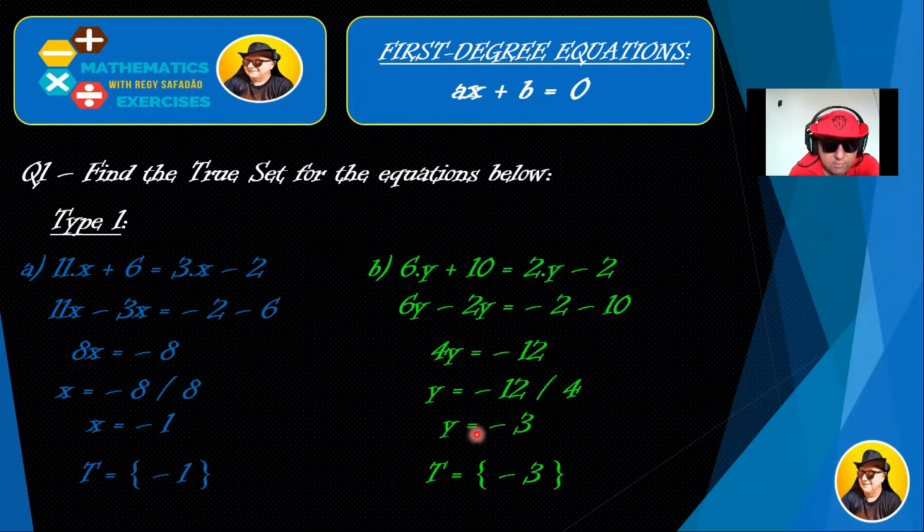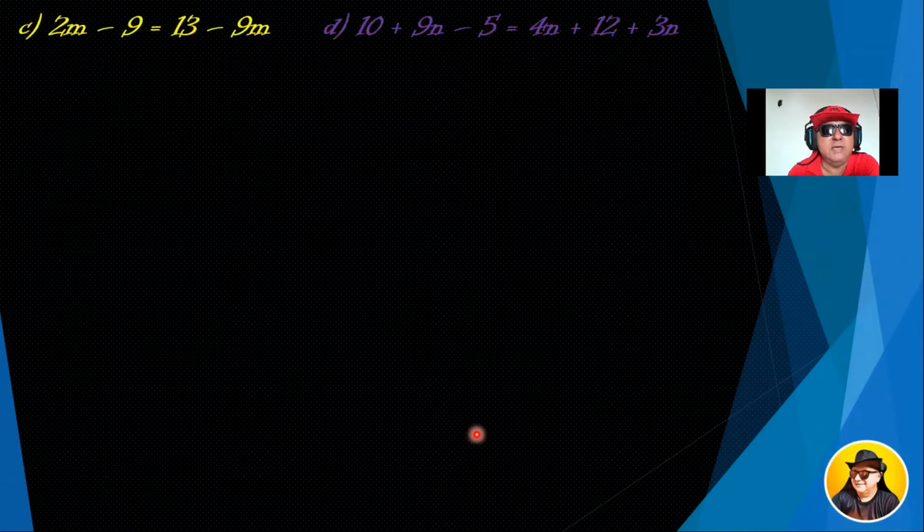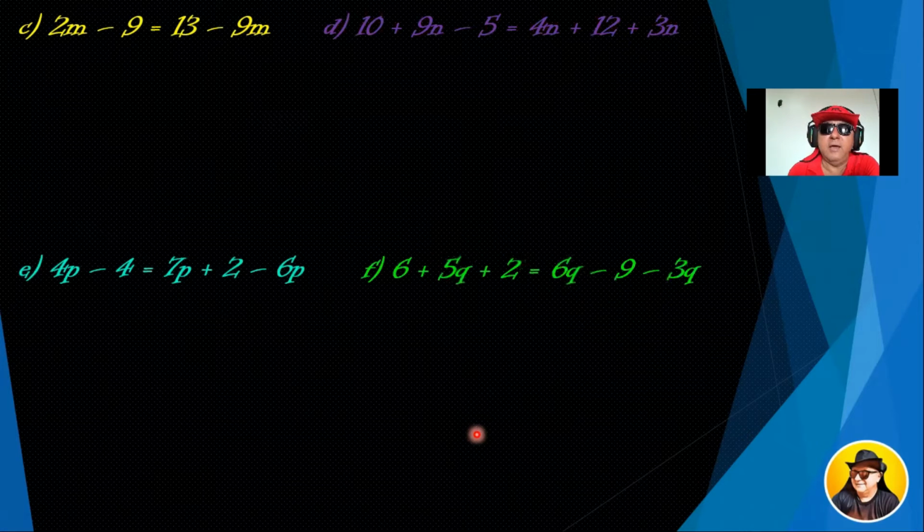Let's go ahead. Now I have questions C, D, E, and F. I have 4 questions in order to practice more and more. C: 2m minus 9 equals 13 minus 9m. So let's put them together in families.